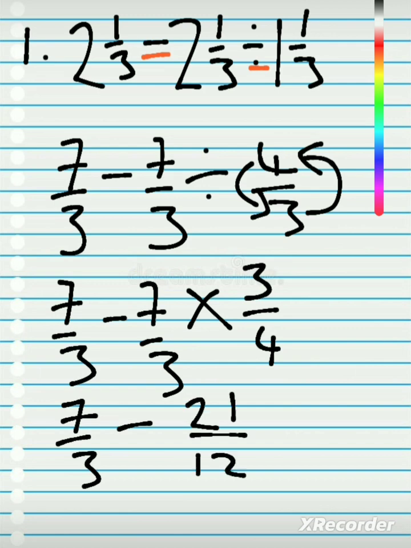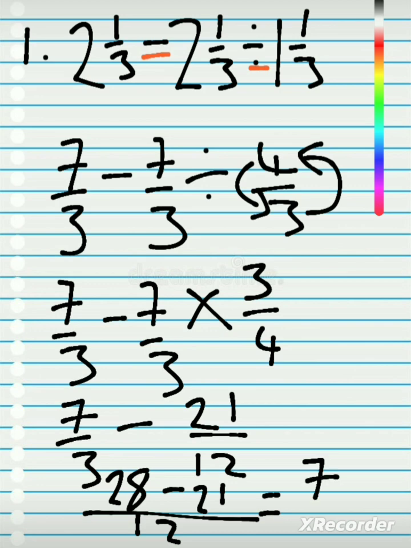So we have to look for a common denominator of 3 and 12, which is 12 itself. 3 into 12 is 4, 4 times 7 is 28, minus 12 into 12 is 1, 1 times 21 is 21. So subtracting the numerators, 28 minus 21 is going to be 7 over 12. So this is the answer.